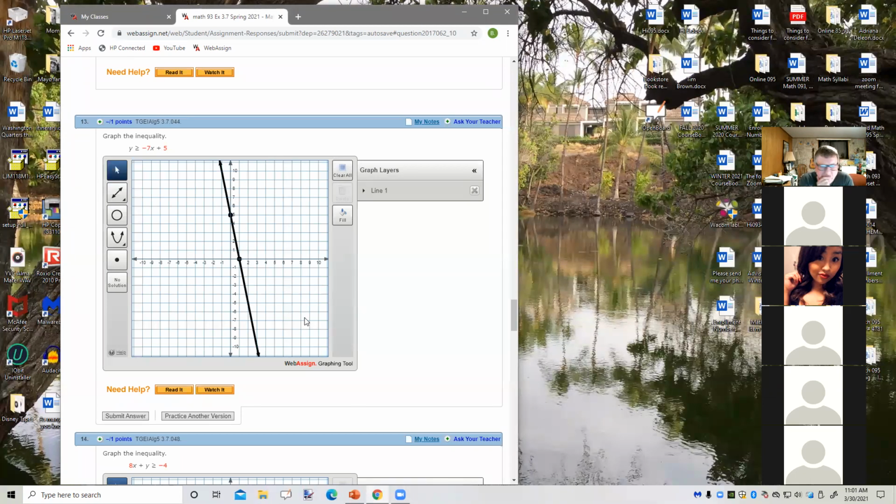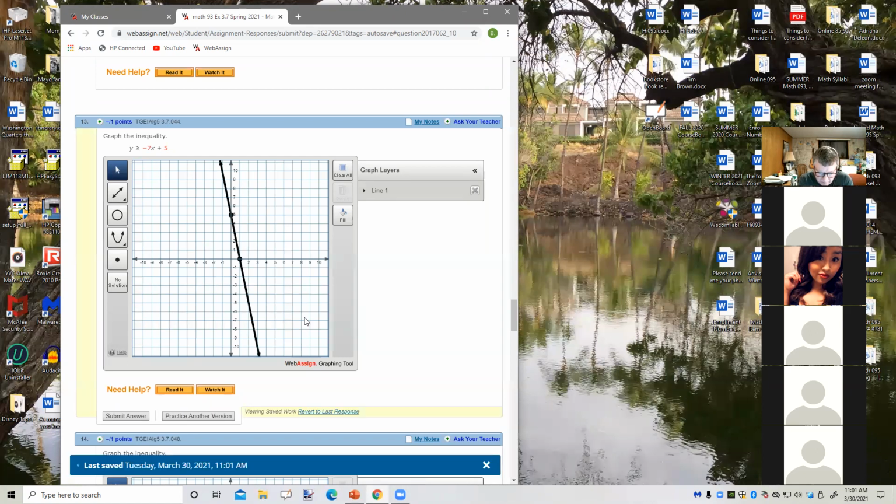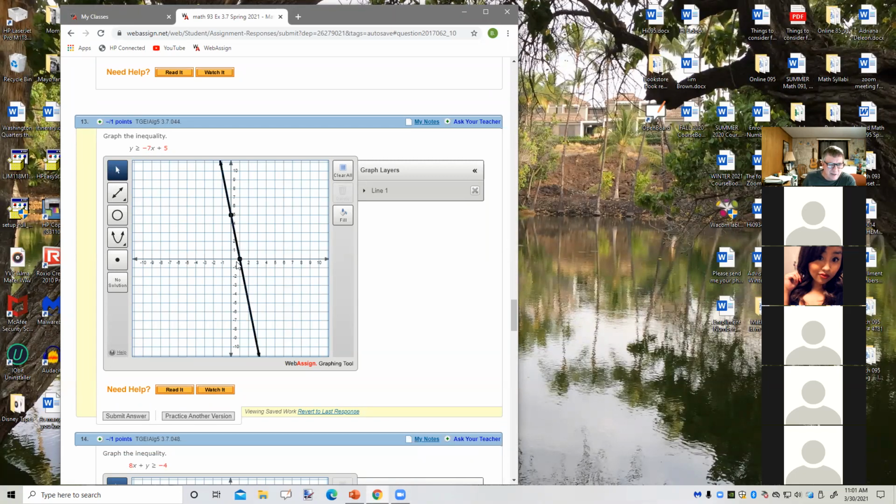Now, my points didn't show up where I wanted them to. The 0, 5 showed up, but the 5/7, 0, this one right here, I tried to click on what I thought was 5/7 and it took it over there. So how can I fix that?